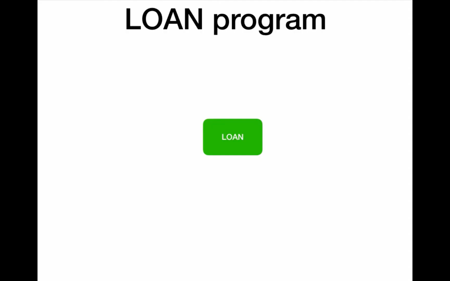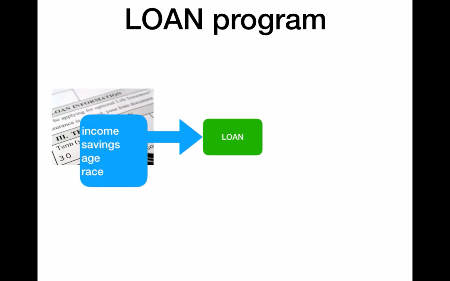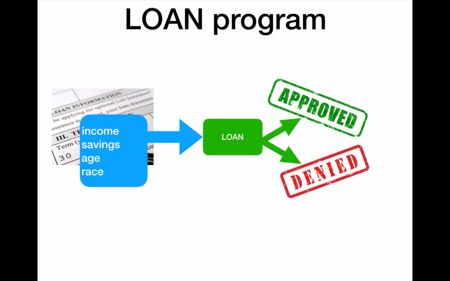To do this, we need to define software discrimination. Let's start by looking at a simple program called loan. Loan's input is a loan application. For simplicity, let's say it consists of only 4 fields: income, savings, age, and race. The loan program's output is either approve or deny.